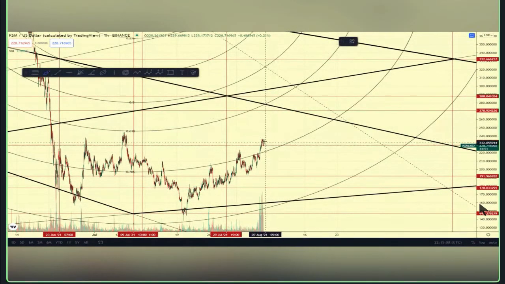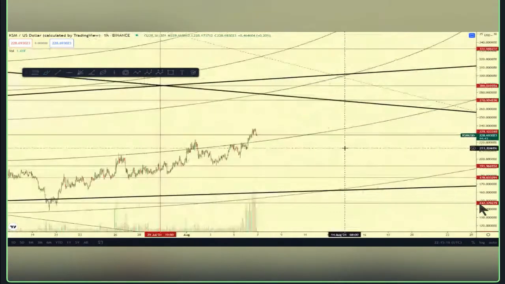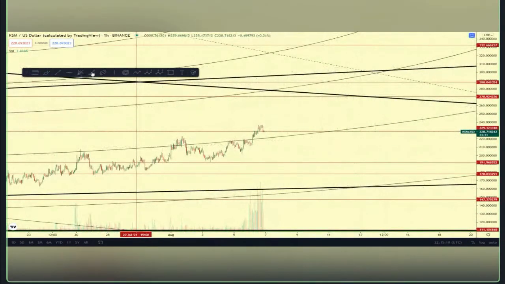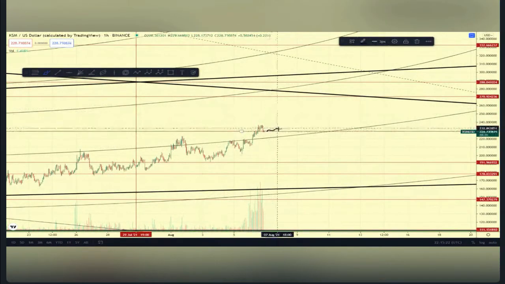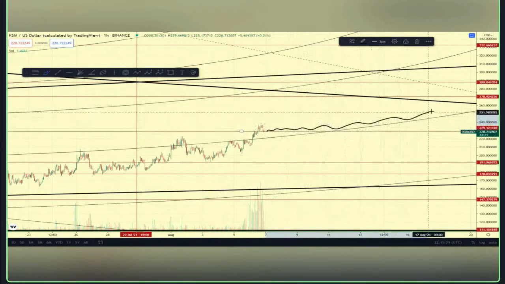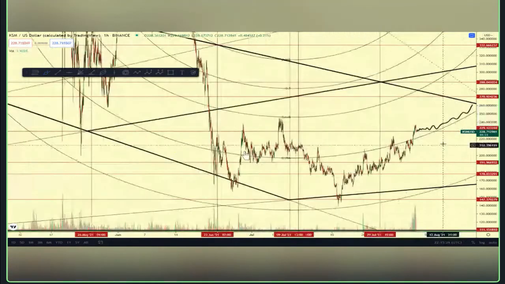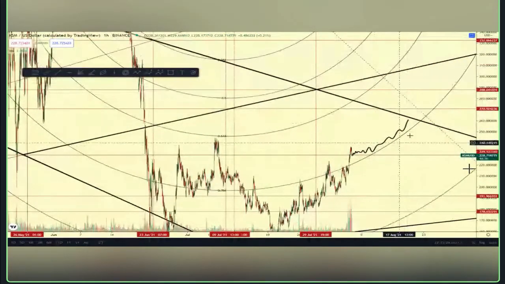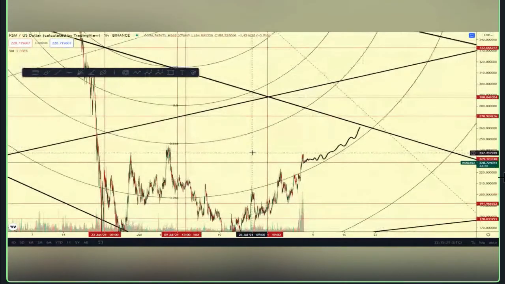Where could it go from here? Well, like I said, right now it's actually retesting a support line. So if it holds, it will just do this, I think. So it will go up according to the Fib circle. That is one option.